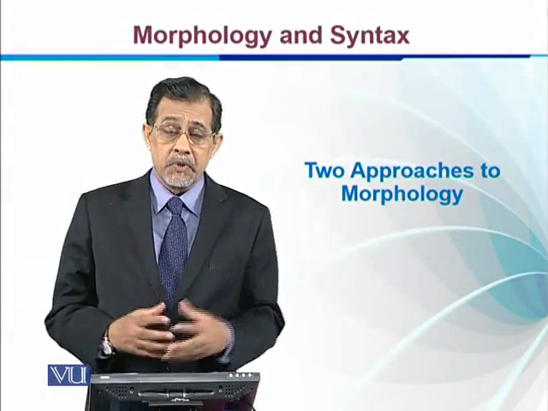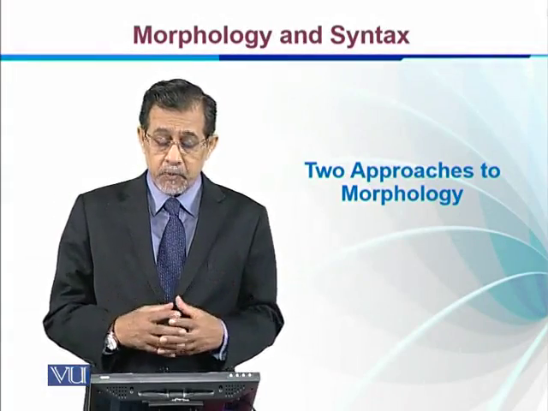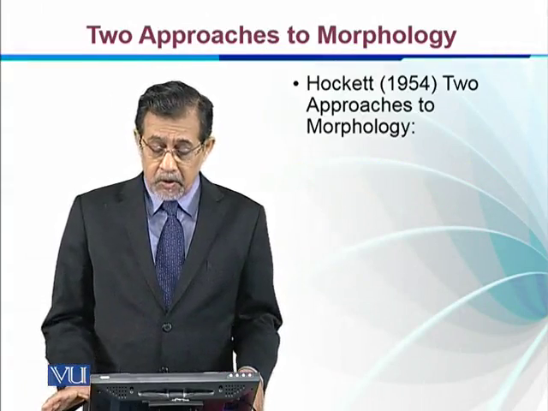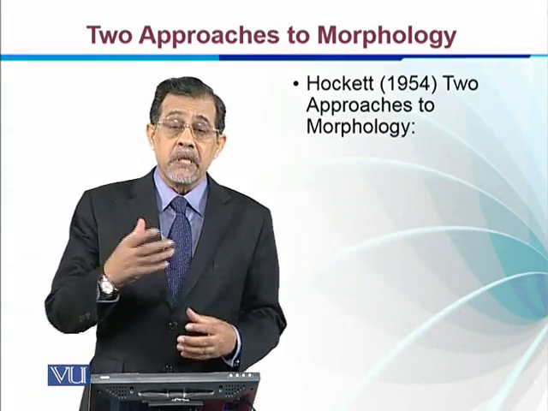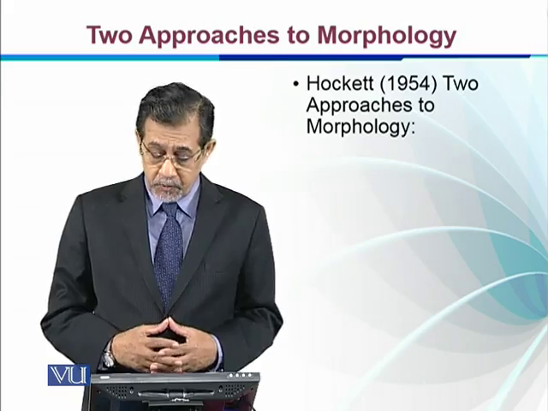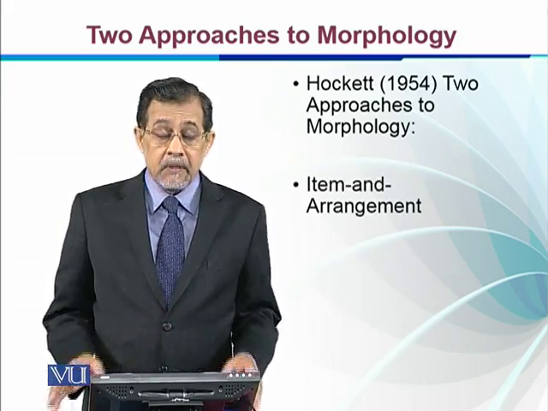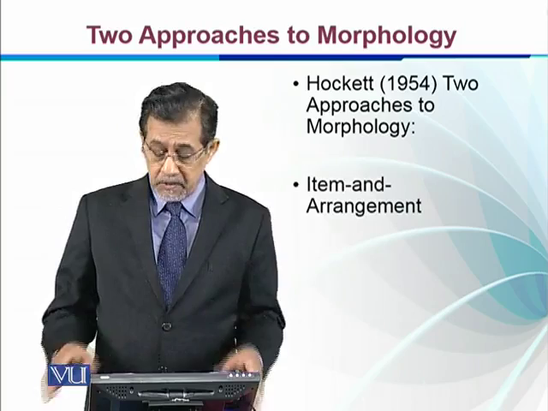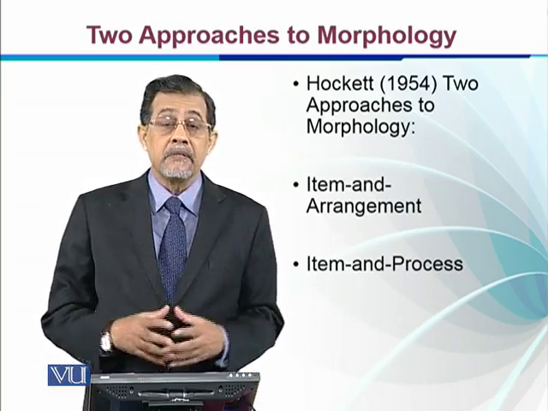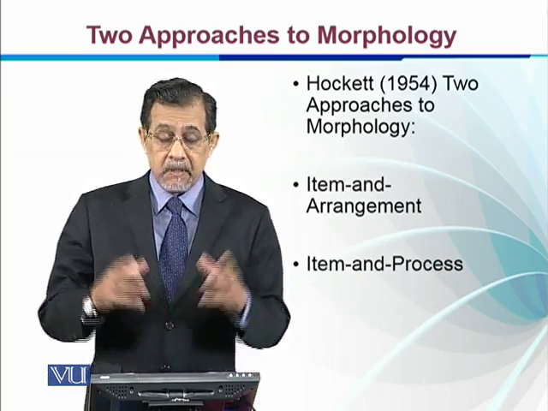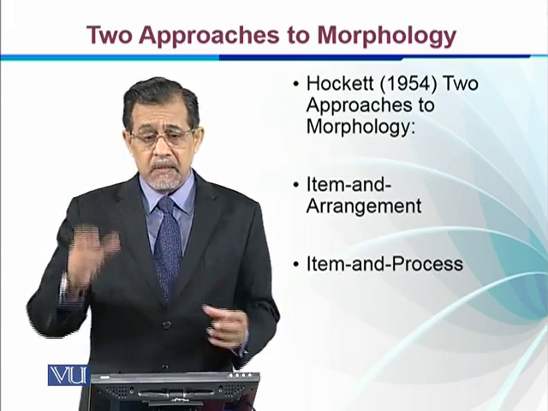Discussing what is a word, we have now reached two approaches to morphology. Hockett basically coined these two approaches to morphology. One is item and arrangement, and the other is item and process. Item here obviously means the morpheme.